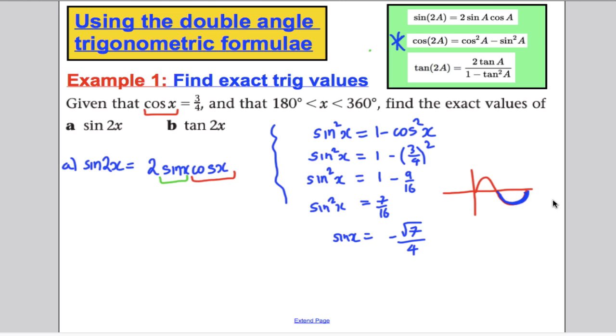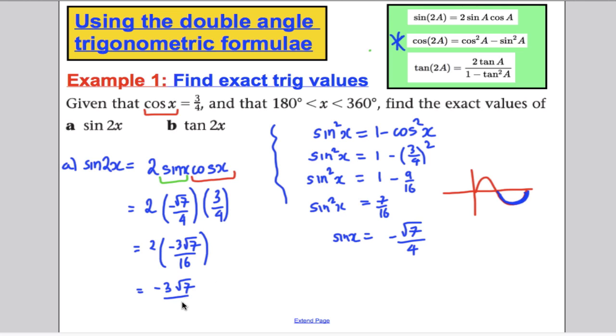We are given cos x, and now we can go on and work out sine 2x. So sine 2x is therefore 2, and we've worked out that sine x is negative root 7 over 4, and we're told that cos x is 3 over 4. So we need to multiply these out, so we get 2 times negative 3 root 7 over 16, and multiplying that out, we end up getting negative 3 root 7 over 8. And we have an answer for sine 2x. Okay? And we're done on that.